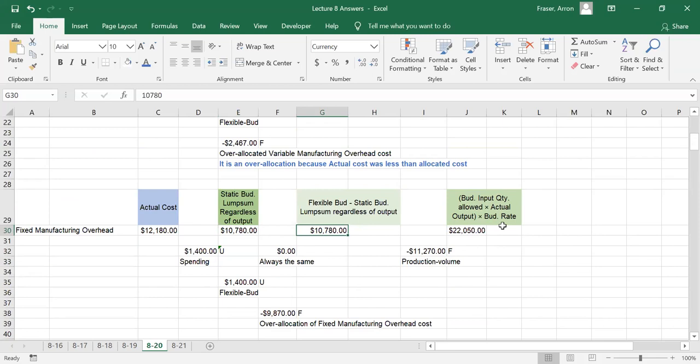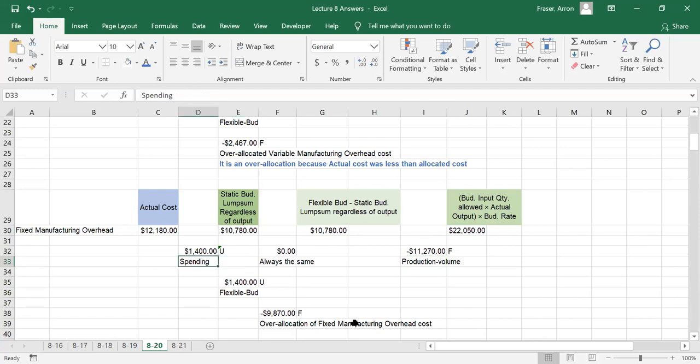However, the amount that we allocated would have been the number of centrifuge times the 2 hours times the actual rate that we computed of $49. So we would have had an allocation far more than the flexible budget and the actual cost. If we compare the allocation to the flexible budget, we would have had a favorable production variance of 11,240.